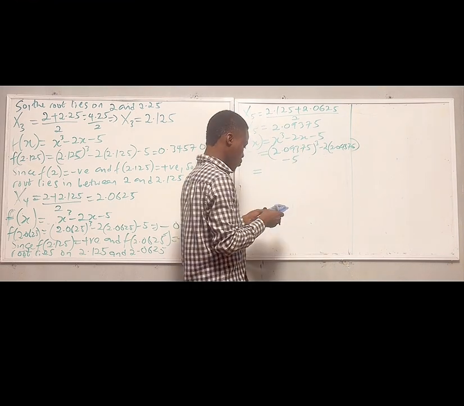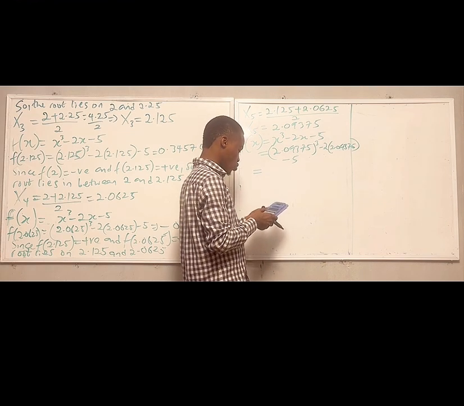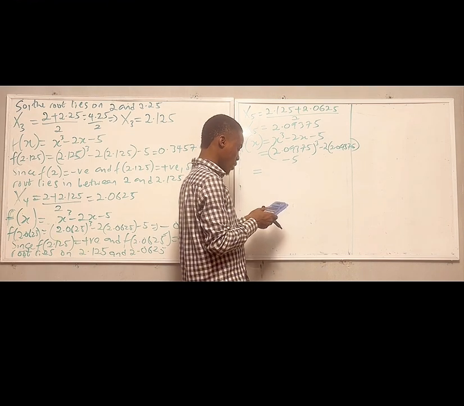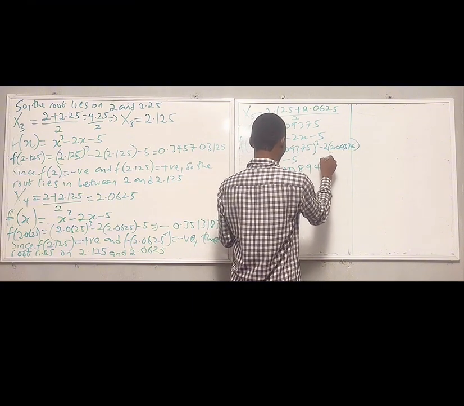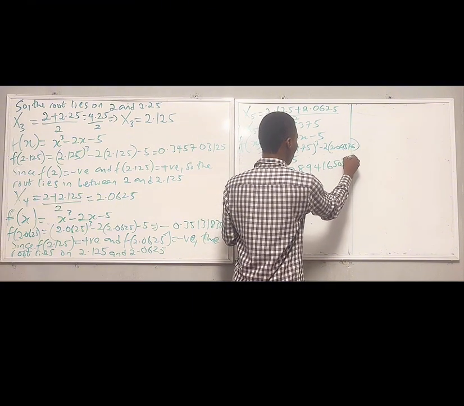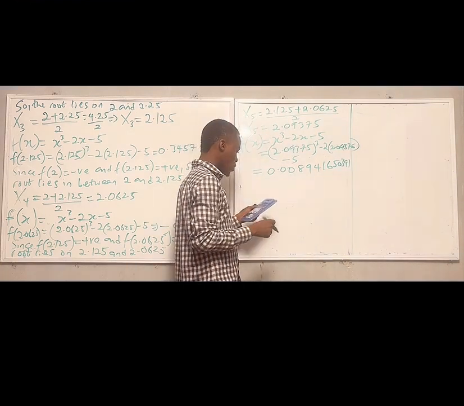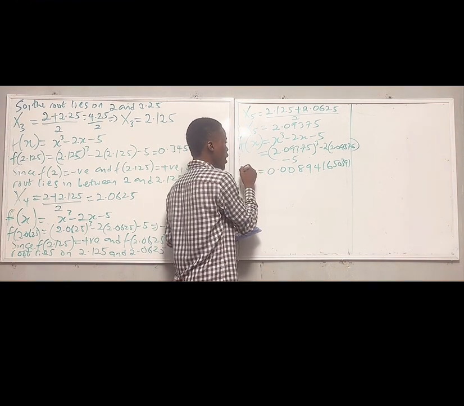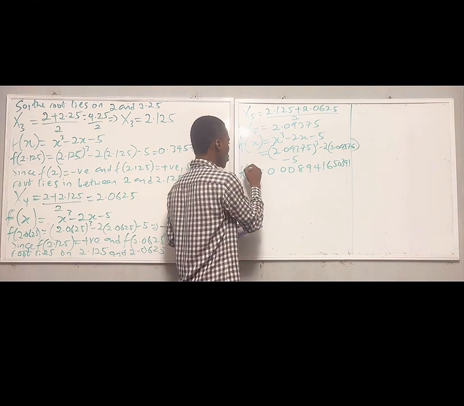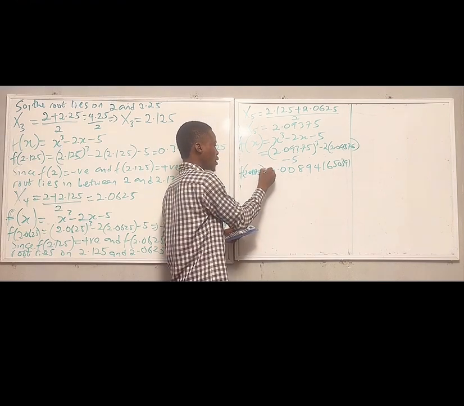So what do I have? I have 0.008941650391. That is what I have. So f of 2.09375 gives me this, about minus 0.00894.